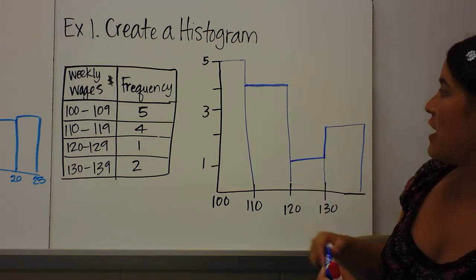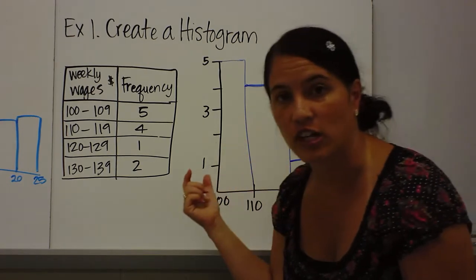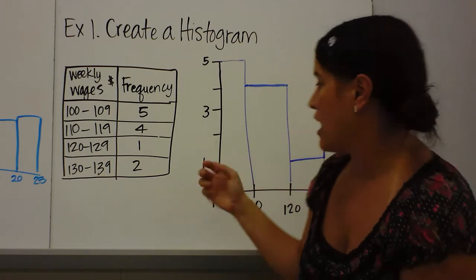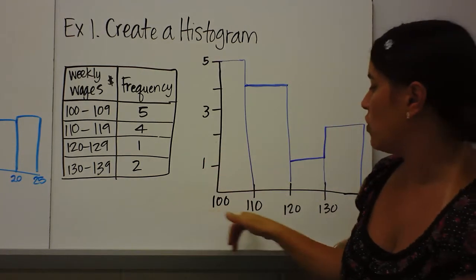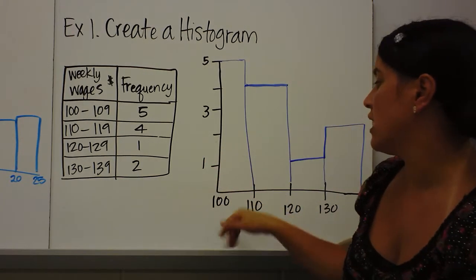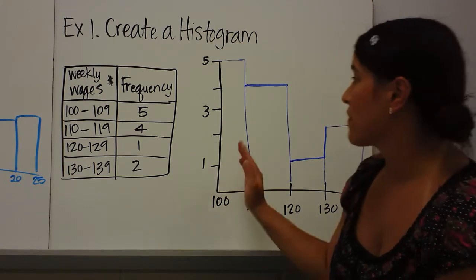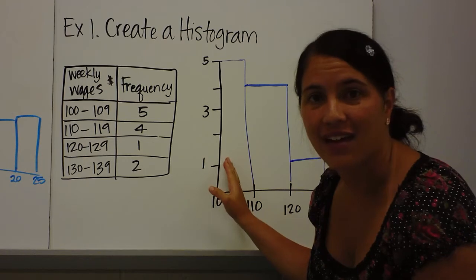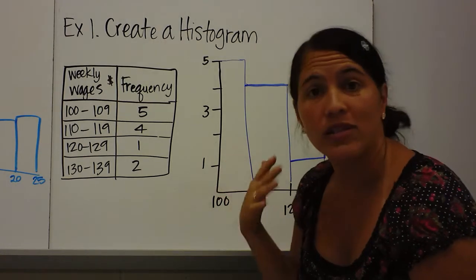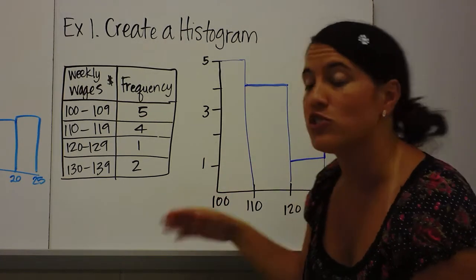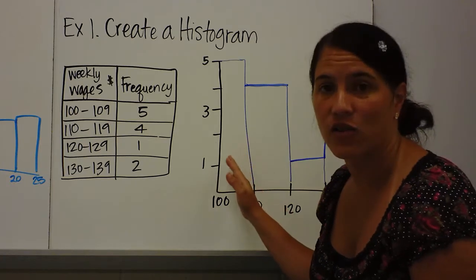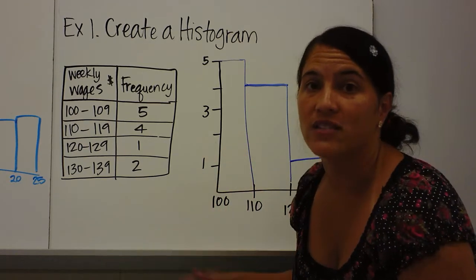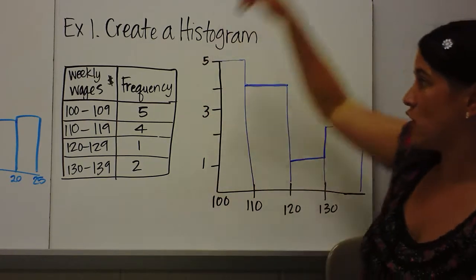This is an example of a histogram. The bars are touching, and it shows the interval from 100 to 110, or 100 to 109. So we can see there are 5 people that get paid in that section. We don't know what those individual wages are. We just know there are 5 in this category. And that's a very quick way to do a histogram. Let me show you another one.